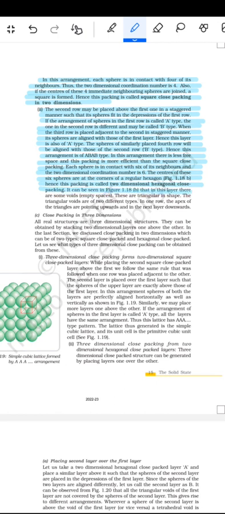It can be seen in figure 1.18b that in this layer there are some voids, empty spaces. These are triangular in shape. The triangular voids are of two different types. In one row, the apexes of the triangles are pointing upwards, and in the next row, downwards.